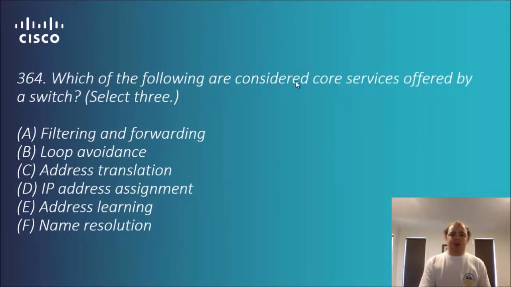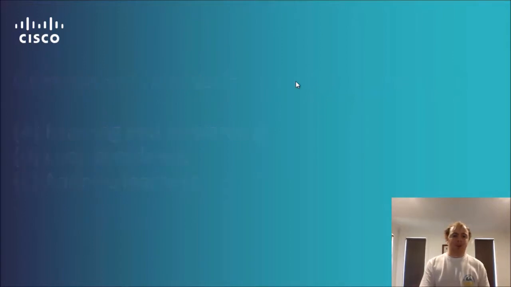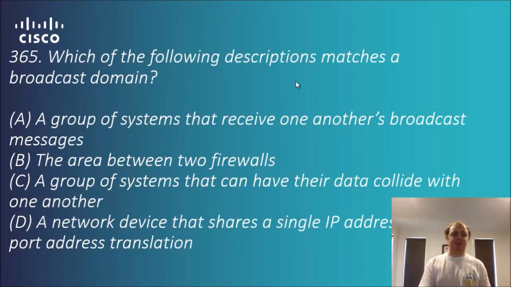364, which of the following are considered core services offered by a switch? Select 3. We've got filtering and forwarding, loop avoidance, address translation, IP address assignment, address learning, name resolution. So we can obviously take out the IP address assignment there. Alrighty, so the core services here are filtering and forwarding, loop avoidance, and address learning. So those are the main bits and pieces it needs to do.